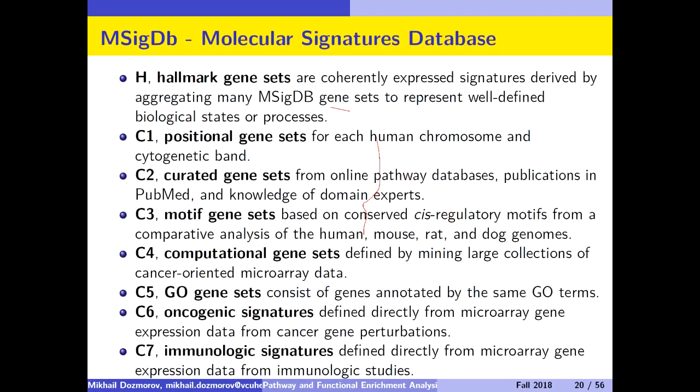So MSigDB is a very useful database with nearly all gene signatures that you may use, including gene ontology, oncogenic, immunologic, and other hallmark gene sets.